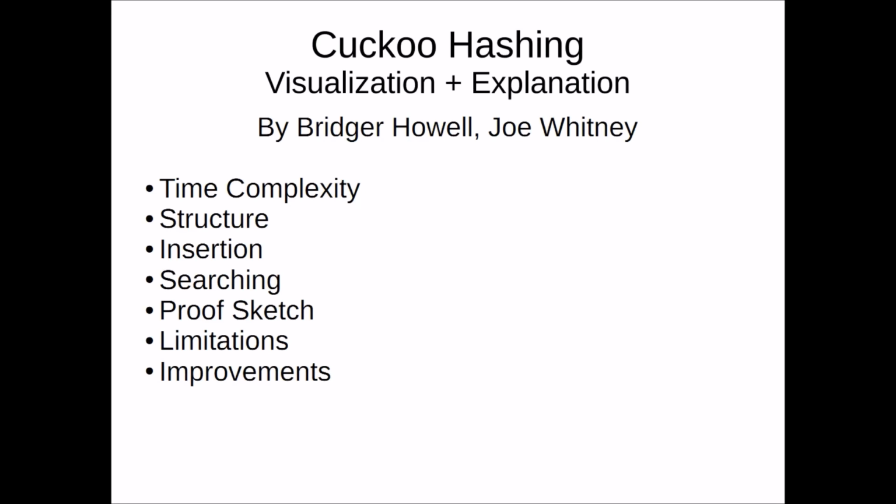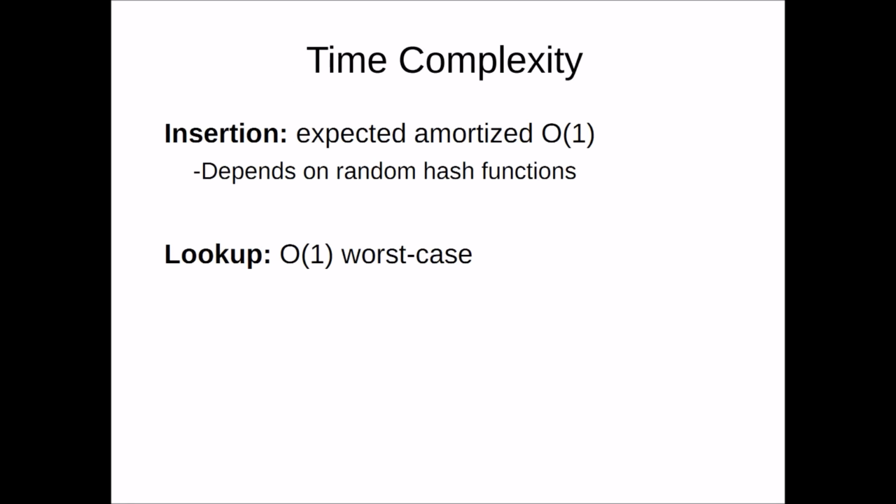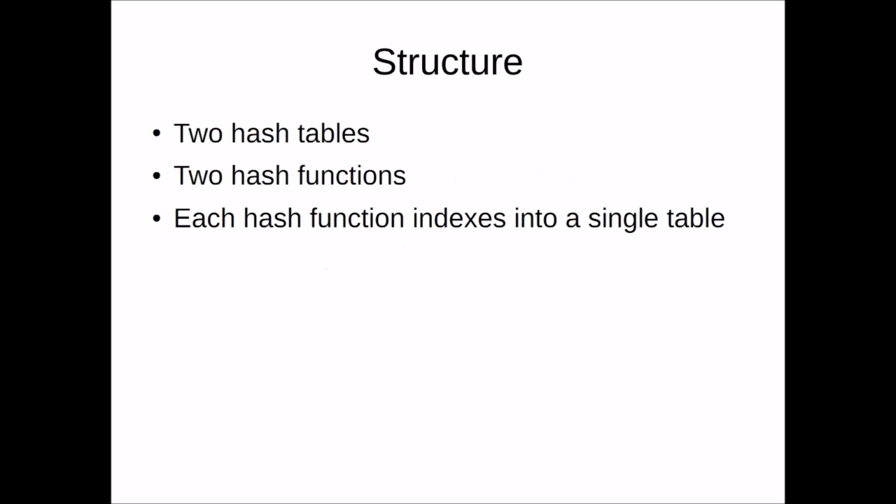We'll be explaining cuckoo hashing and visualizing it as we go. The first thing to understand about cuckoo hashing is that insertion is similar to other hashing methods, being expected to be constant depending on how good your hash functions are. However, lookup with cuckoo hashing is much better, being constant in the worst case rather than constant in the average case. Cuckoo hashing uses two hash tables, each with their own hash function.